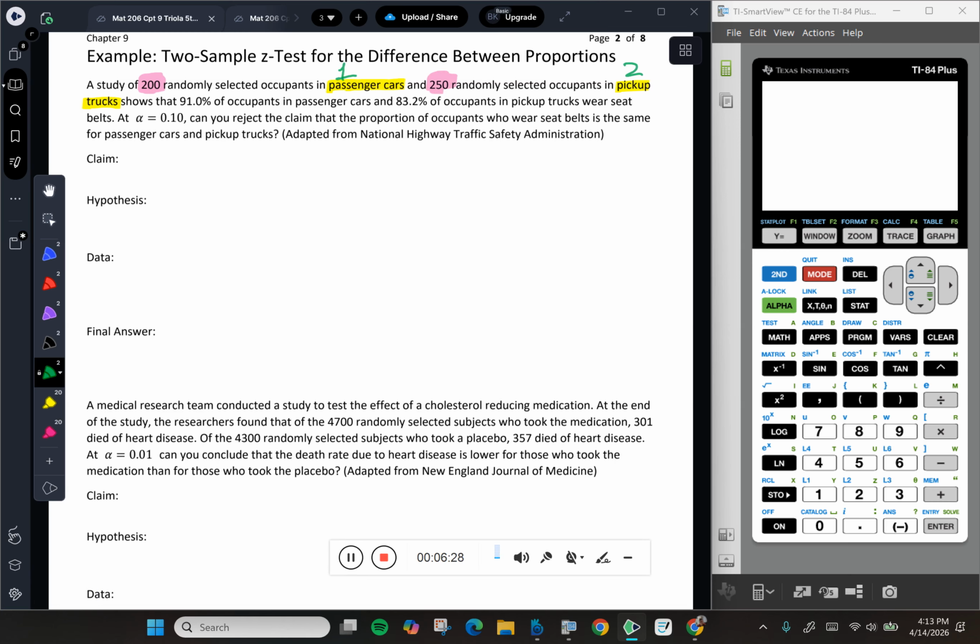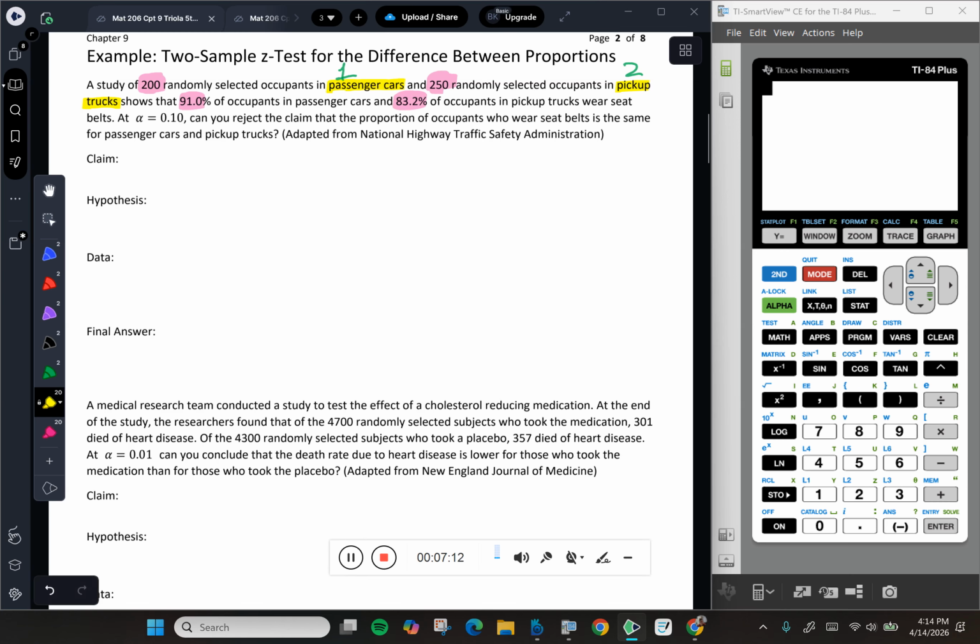So a study of 200 randomly selected occupants in passenger cars and 250 randomly selected occupants in pickup trucks shows that 91% of the occupants in passenger cars and 83.2% of the occupants in pickup trucks wear seatbelts. Okay, I got a lot of information there. Do you see that these two numbers now are hats? The 91 is a sample proportion for group one, passenger cars, so that's P hat 1. And the 83.2 is a sample proportion for group 2, so that's P hat 2.